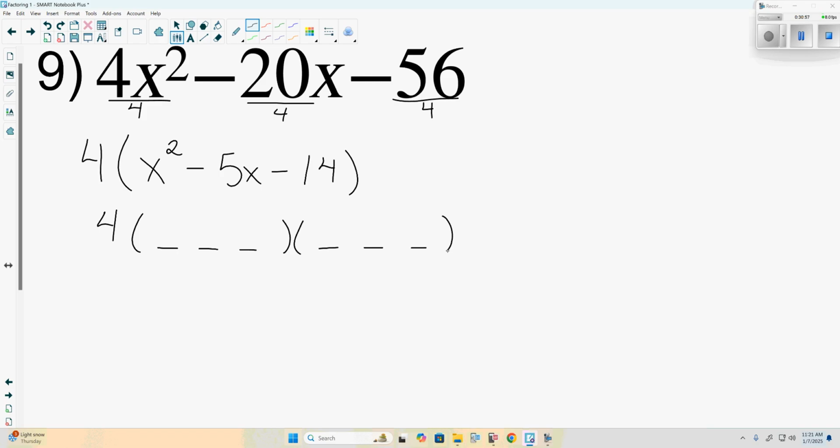Now, since we have the greatest common factor factored out, we can move on to our two sets of parentheses with 3 spaces. And then we can find the sign. Since the third term is negative, the signs are opposite, different. One's going to be positive, one is going to be negative. Since we've taken care of the signs, we can move on to the factors of the first and third term. Now our factors of our first term, x squared, are just going to be x and x.